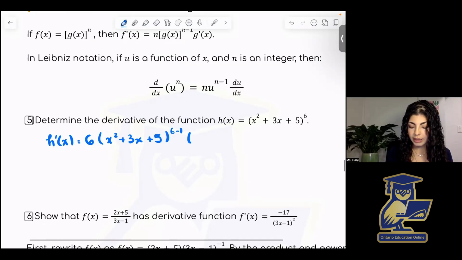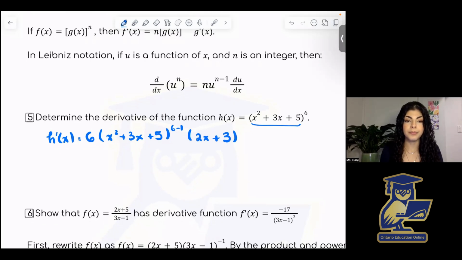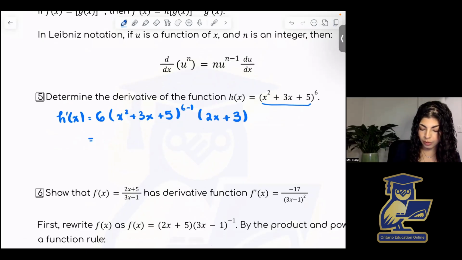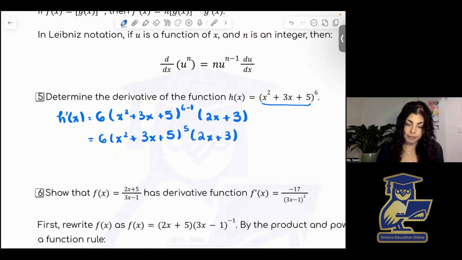And then we find the derivative of that bracket here, which now you should be more familiar with our derivative rules. We are left with 2x plus 3. And here I'm just going to rewrite that a little nicer, just to have that 5 in there. And that's pretty much it. That's all we had to do, okay?